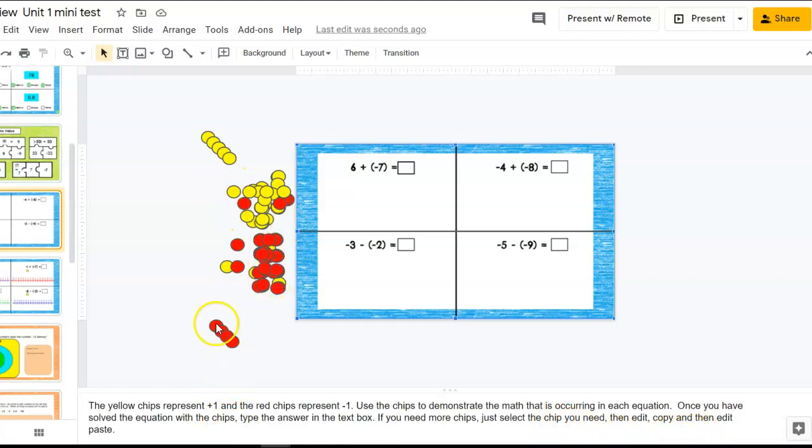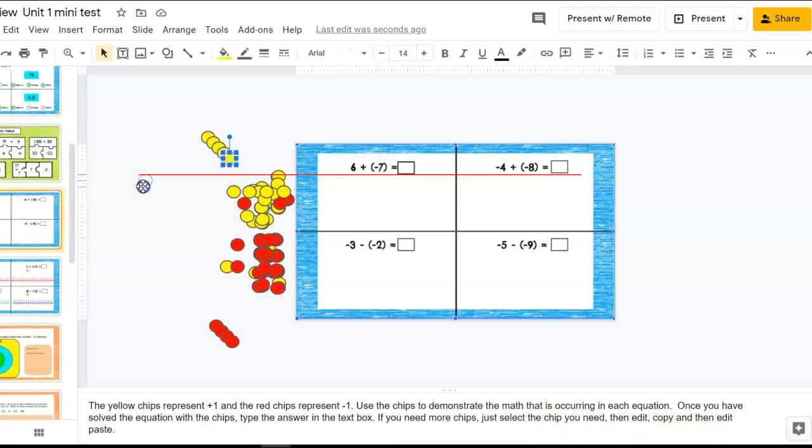So if we need more chips, I'm going to show you a trick. Click on the yellow, hit Control and D at the same time. So if you need more chips, you're going to hit Control and D. That duplicates the chip.